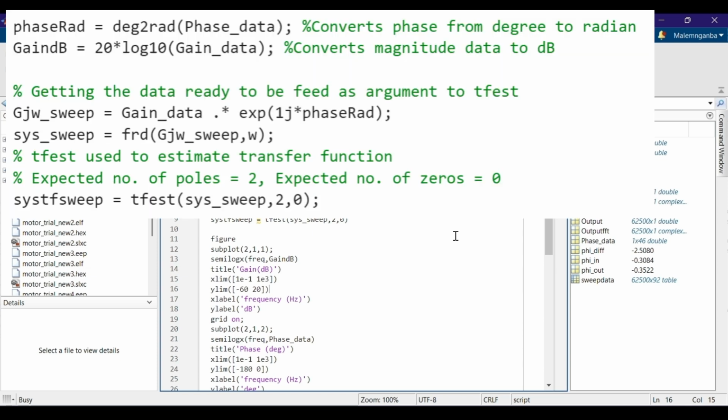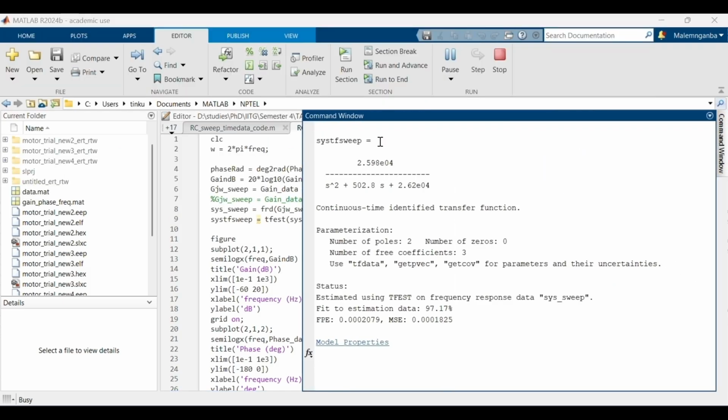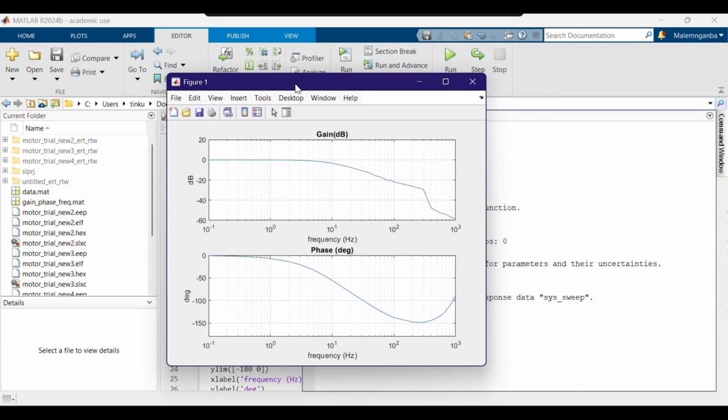Once we run this code, we can see the estimated transfer function based on the frequency data that we have collected. Here is the estimated transfer function. We have used the TFEST function. So this is the plot of the experimental data that we have collected. The top plot is the gain plot and the bottom one is the phase plot.